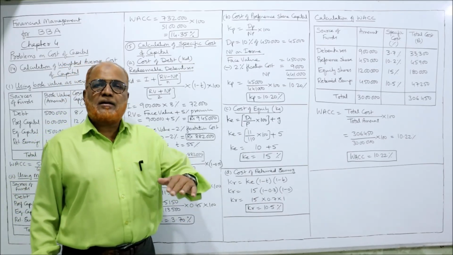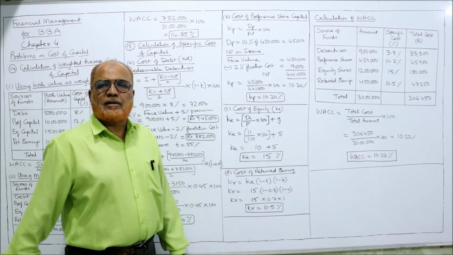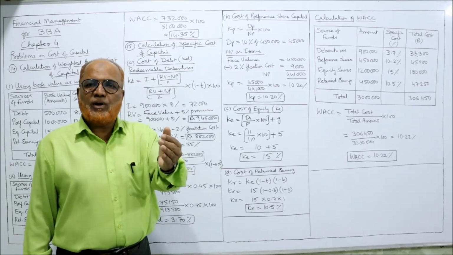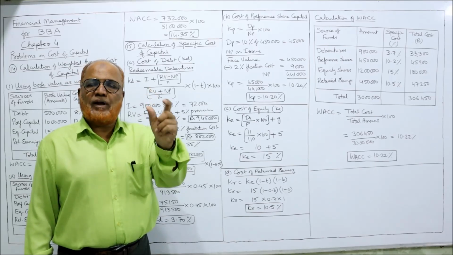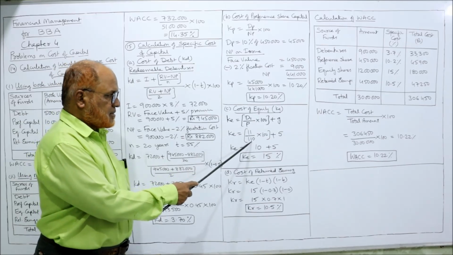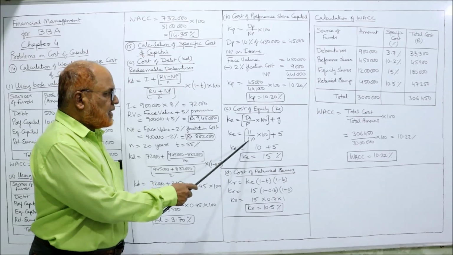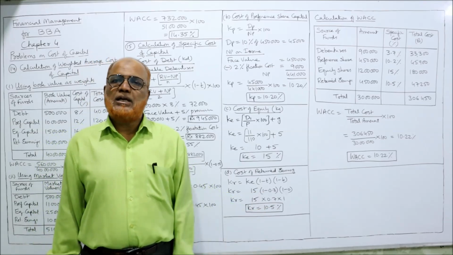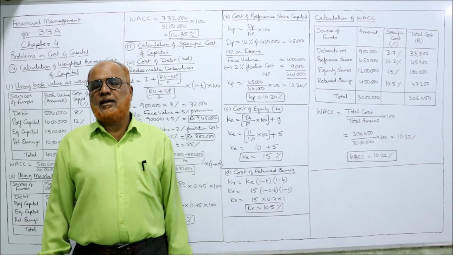D1, the expected dividend at the end of the financial year, is given as 11 rupees. Market price is 115. But from the market price, we have to subtract the flotation cost. The flotation cost is 5 rupees. So 115 minus 5, 110. So 110 is the market price into 100, plus growth rate of 5%. So 11 by 110 into 100 is 10, plus 5, 15. We got KE. We have calculated KD, KP and KE.